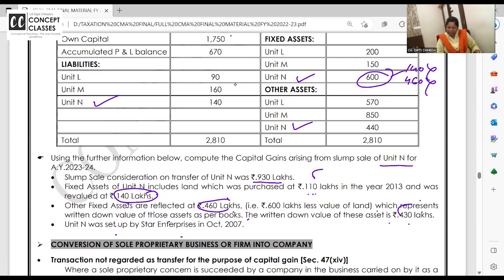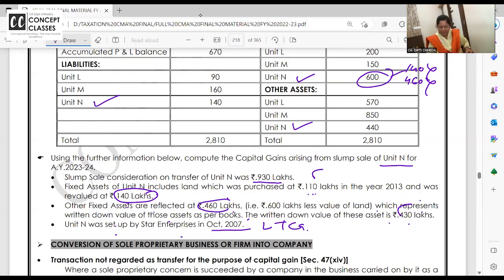And unit N was set up in October 2007. Oh God, 2007 and now 22. So obviously it's long-term capital gain. Rest all the other assets you take as they are, the way you are taking. And do the problem on your own. 5 minutes time is given to all of you. Let there be scratching, waste half a page, waste ink. Do everything, but this scratching will make your notebooks very neat.